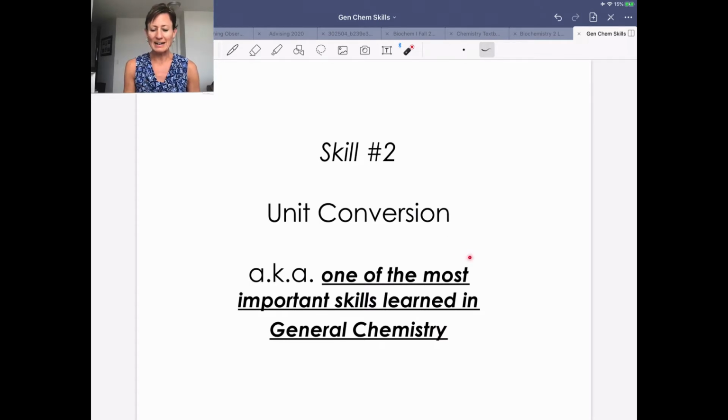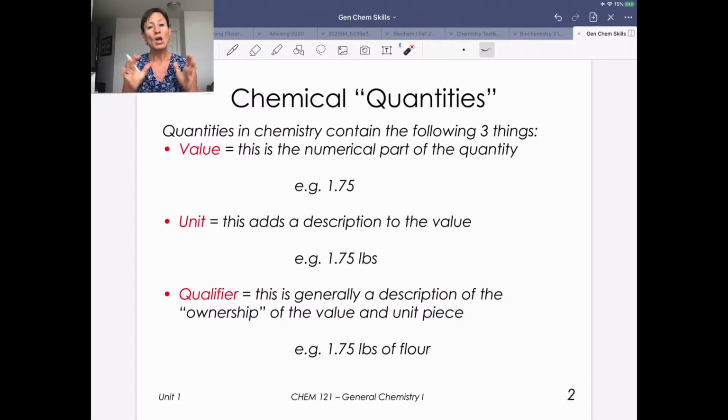So again, I've got highlighted here, it is probably one of the most important skills that we're going to learn here in general chemistry. So I really want to make sure to take some time and go through how to do it and just have it be a skill that we continue to practice and see as we move throughout the course.